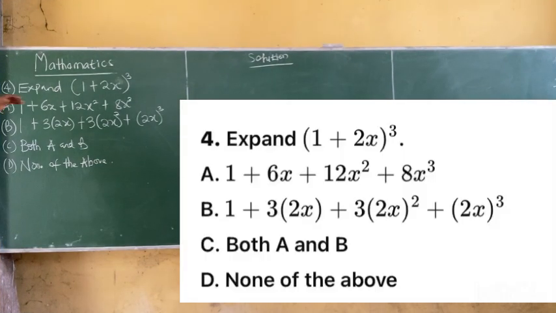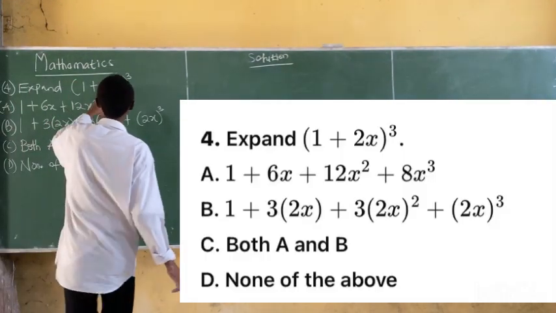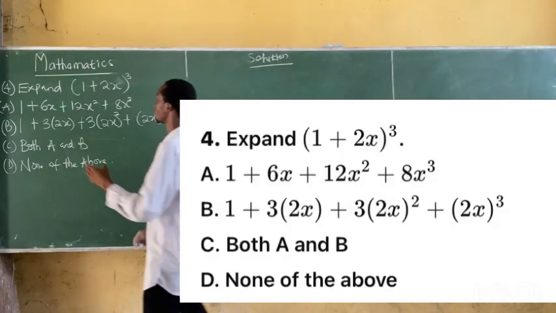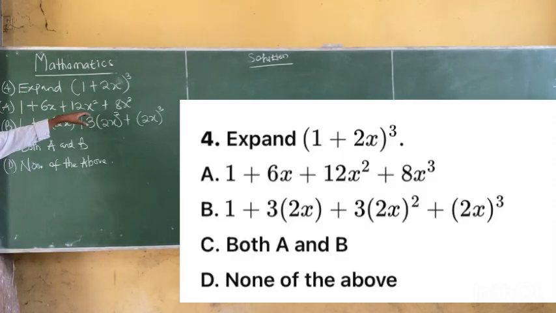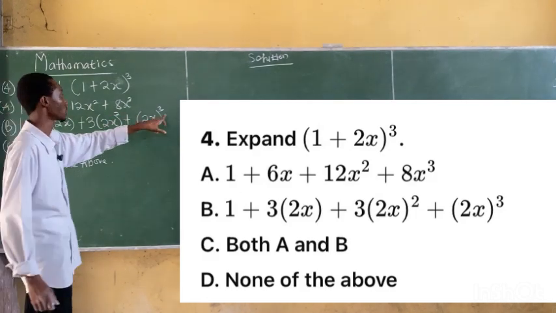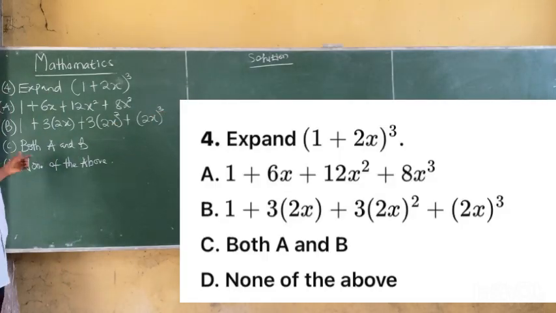Question 4 says expand 1 plus 2x all to power 3. Expand this equation 1 plus 2x all to power 3. Option A, here we have 1 plus 6x plus 12x squared plus 8x cubed. Option B, we have 1 plus 3 into 2x plus 3 into 2x all to power 2 plus 2x raised to power 3. Option C, both A and B. Option D, none of the above.